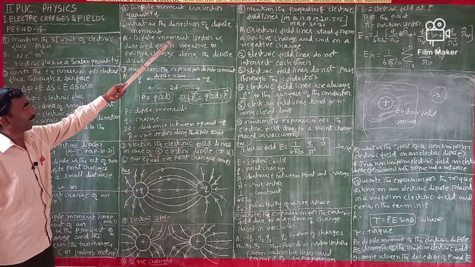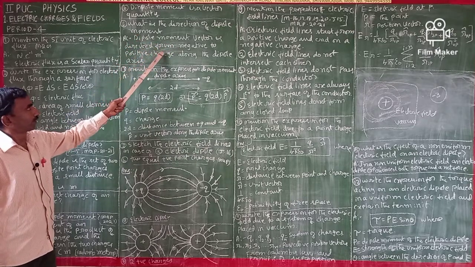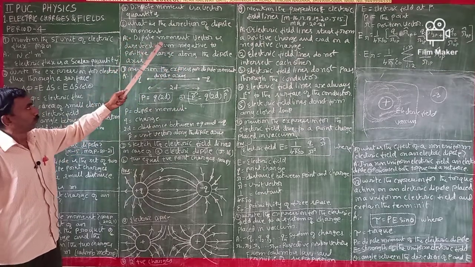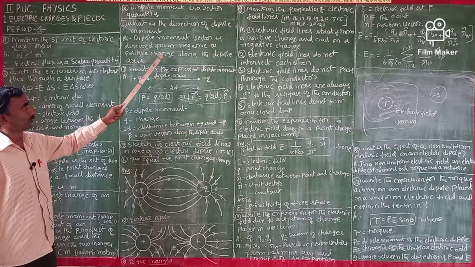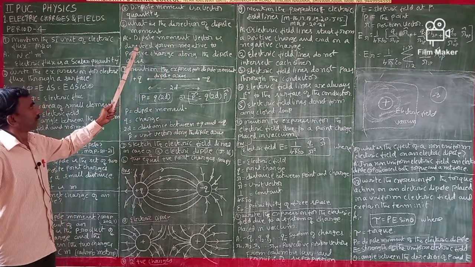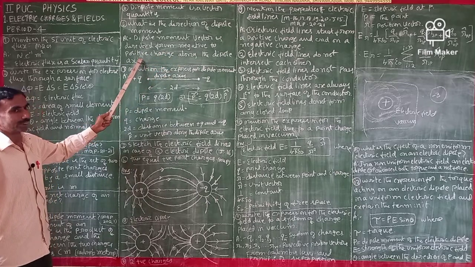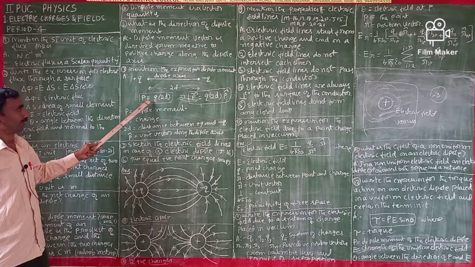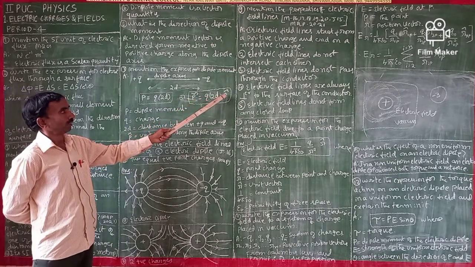Next, what is the direction of dipole moment? Dipole moment vector is directed from the negative to the positive charge along the dipole axis. Mention the expression for dipole moment. P is equal to q into 2a, or vector P is equal to q into 2a into P cap.